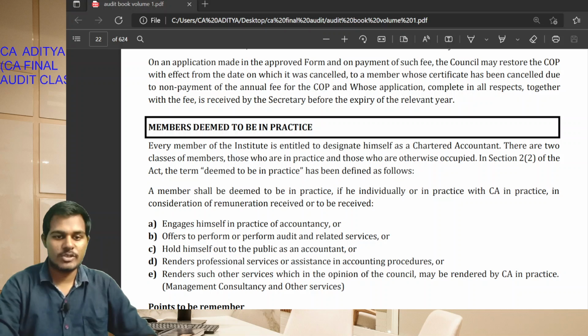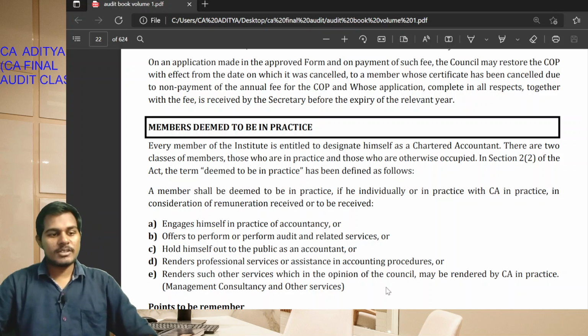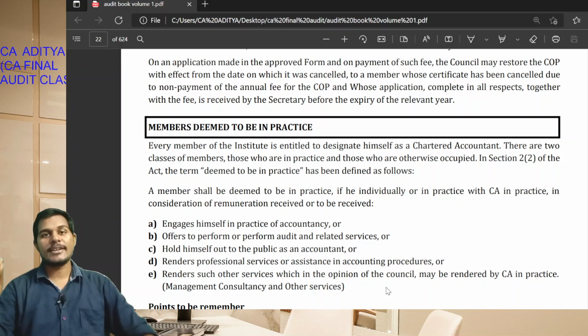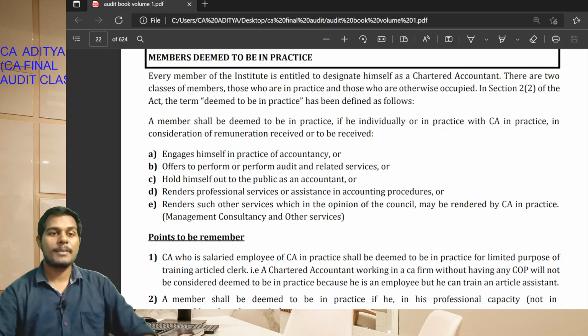To start the video, students: members deemed to be in practice. Every member of the institute is entitled to designate himself as a chartered accountant. There are two classes of members, those who are in practice and those who are otherwise occupied. Members in practice are those engaged as chartered accountants in practice. A member shall be deemed to be in practice.